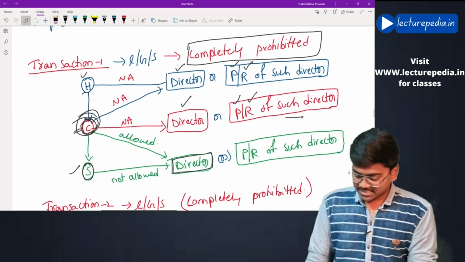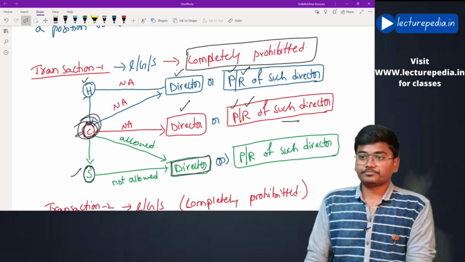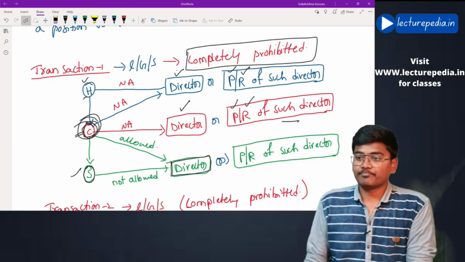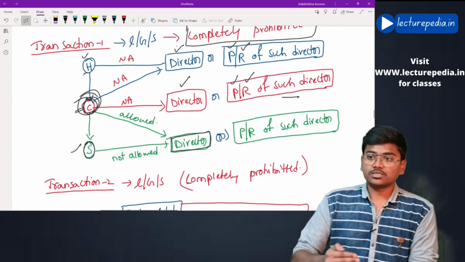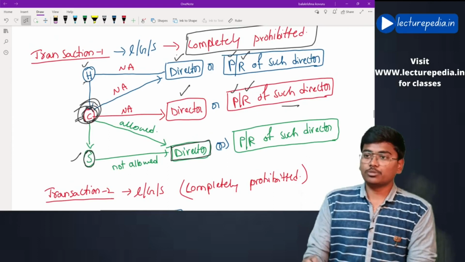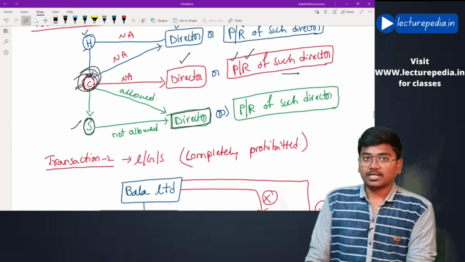If you want, you can take a screenshot of this. We'll move to the next transaction. See, I am intentionally moving somewhat slowly here so that you will be able to understand it clearly. Next, transaction number 2.